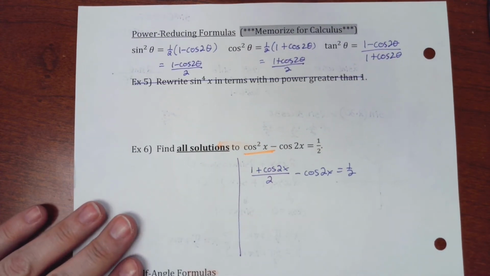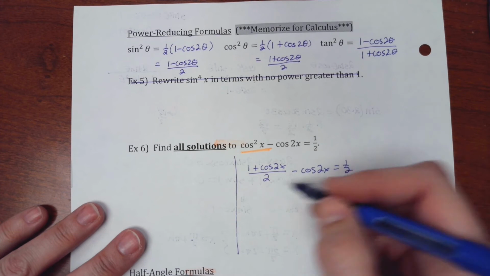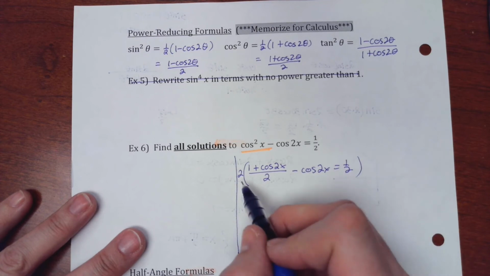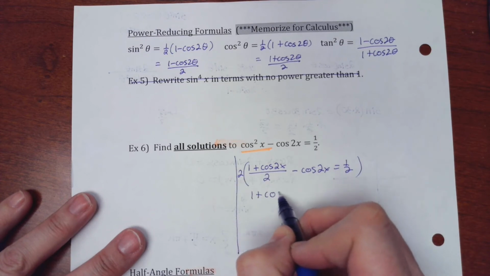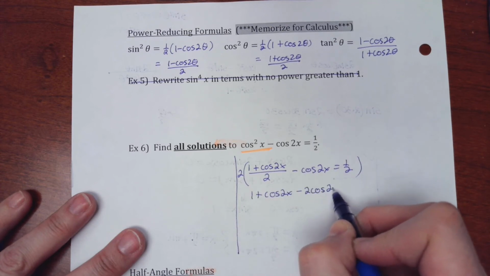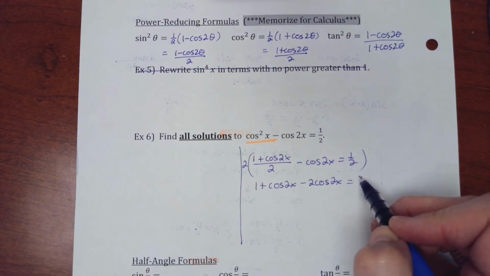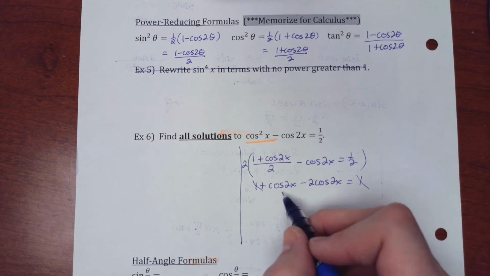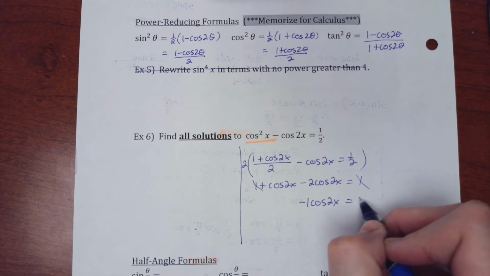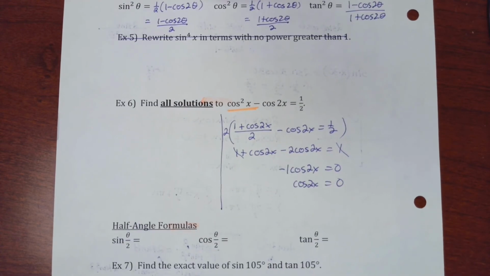Okay, so let's see. Look, I got some common terms here. I have these fractions. I don't like that, so I'm just going to multiply everything by 2. When I do that, this goes away, and I get 1 plus cosine 2x. Multiply this by 2, so minus 2 cosine 2x. Multiply that by 2, I get 1. All right, so look at this. My 1's go away. Cosine 2x minus 2 cosine 2x is minus 1 cosine 2x, but now it equals 0. So cosine 2x equals 0, and we will find the solutions to that.